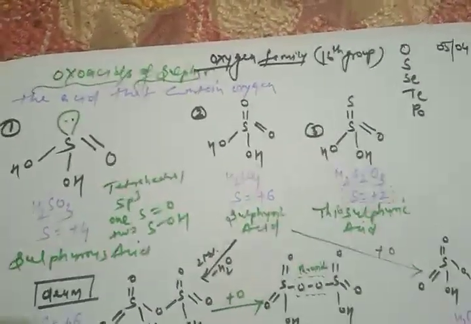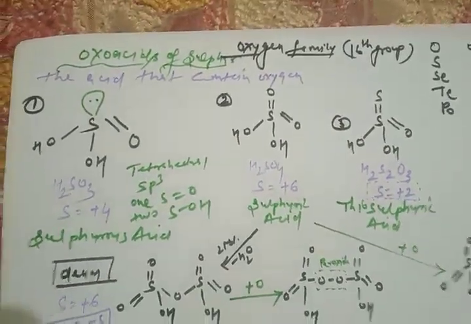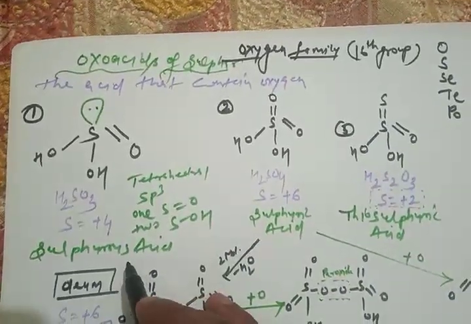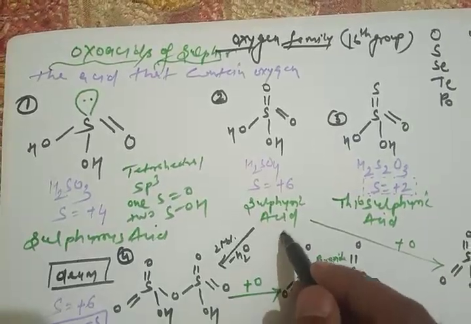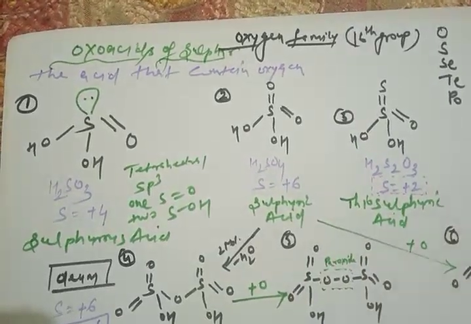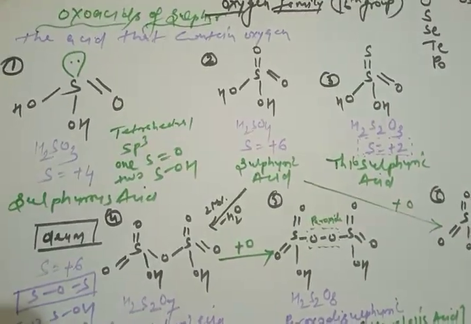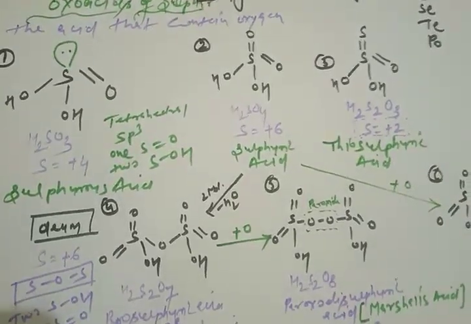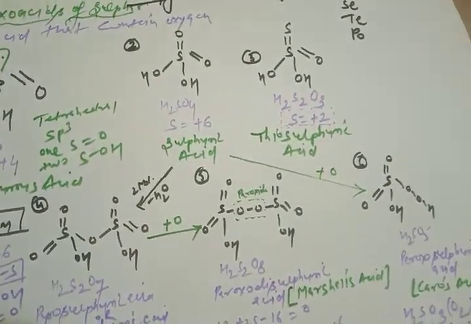So here you can see that we have different oxoacids of sulfur and their oxidation states. Why am I writing the oxidation state? Because this oxidation state will decide the acidic nature. The higher the oxidation number, the higher its strength.